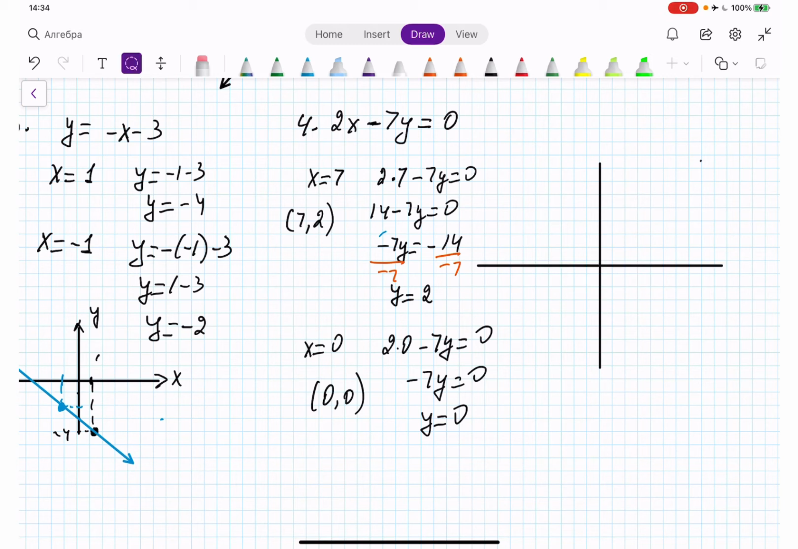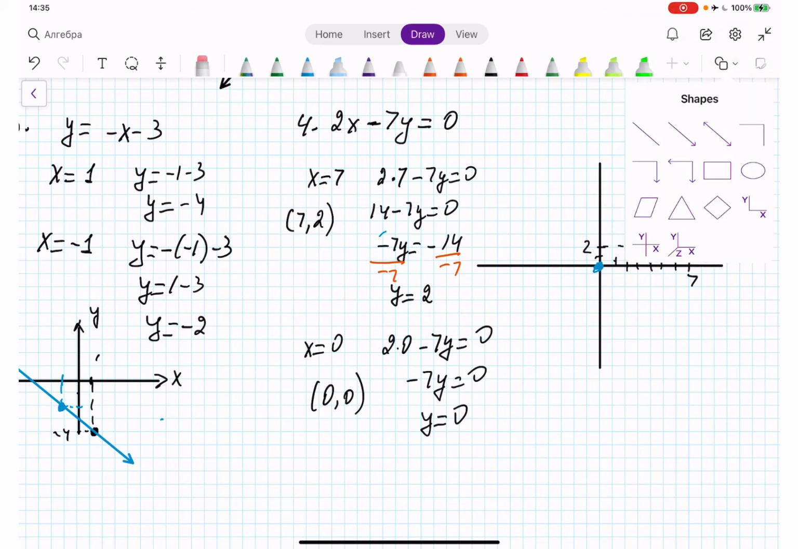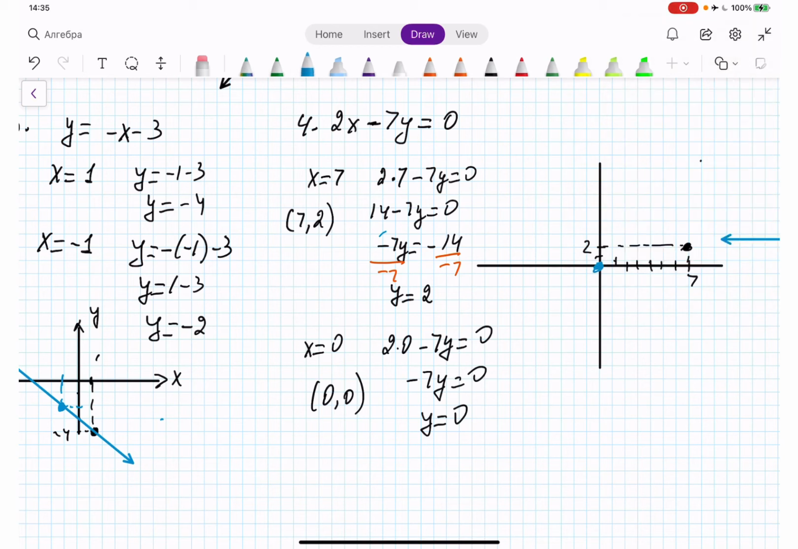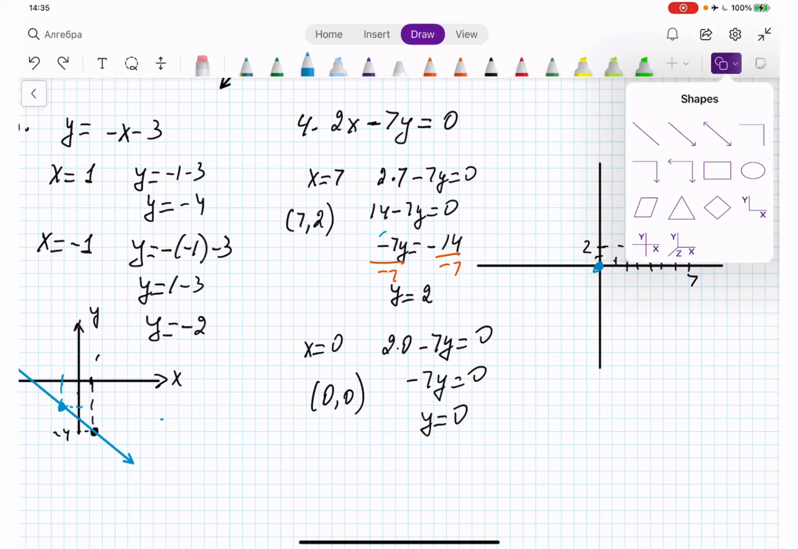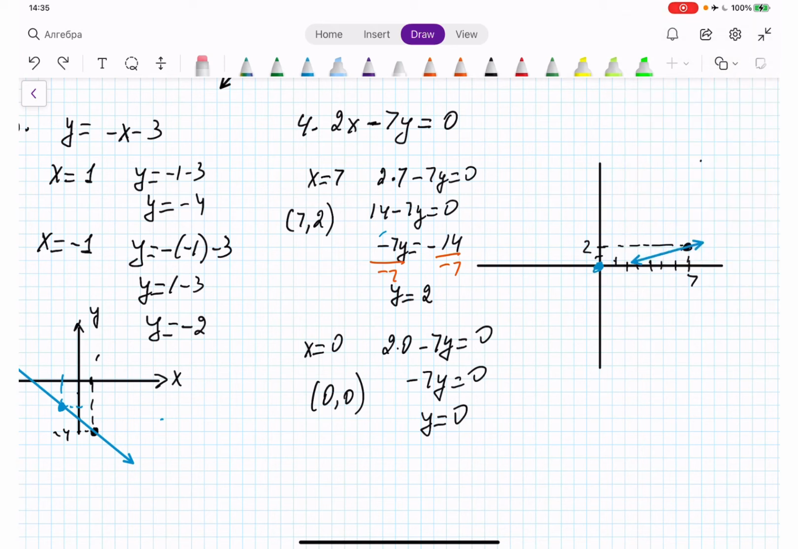So we have 7 and 2. My x is going to be 7. 1, 2, 3, 4, 5, 6, 7. And y is going to be 1 and 2. This is 2. This is 7. And the other point is going to be 0, 0. There we go. And we are providing the line. And this is going to be our graph.